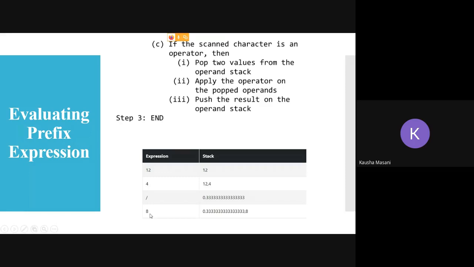Now I am getting 8 as the next scanned operand. So comma 8. This is now my operand 1, and 8 is my second operand. You are going to go on evaluating in such a manner, and in the end you are going to get one single result. And when you get that, you are going to end your evaluation process. So let's see.